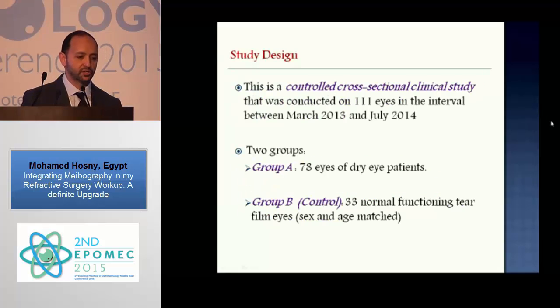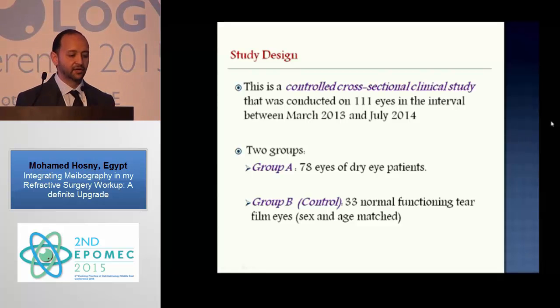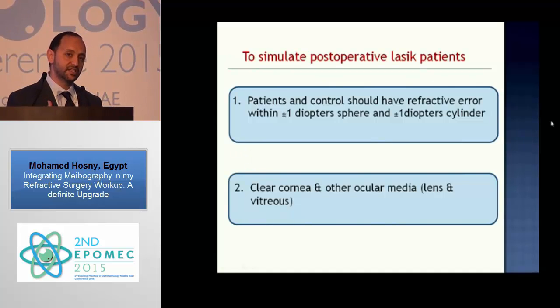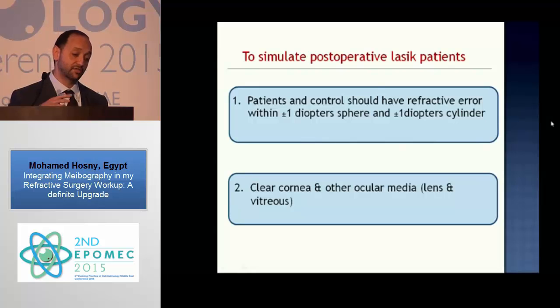This was a controlled cross-sectional clinical study conducted on 111 eyes. Two groups. The first were documented dry eye patients that were recruited from the ophthalmology clinics and from the rheumatology clinics. And group B, we had 33 normal functioning tear film eyes. To simulate post-operative LASIK patients, we chose patients that did not have a refractive error. Patients in the control group should have a refractive error within 1 diopter sphere and 1 diopter cylinder, and these should have clear corneas and other ocular media.